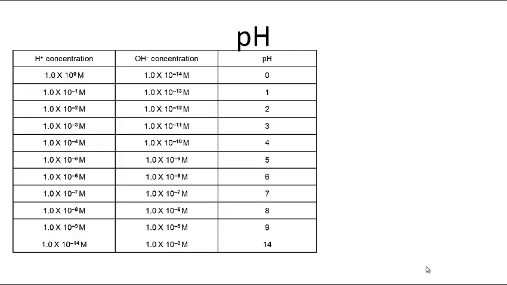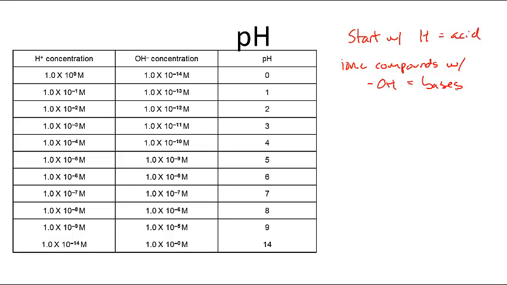All right, chemists. So today in class, previously, we've been learning about acids and bases. And we learned what made an acid, what made a base. In general, things that start with H equal acid, and ionic compounds with OH equal bases. We also have that special one, which is NH3, that is a base as well.